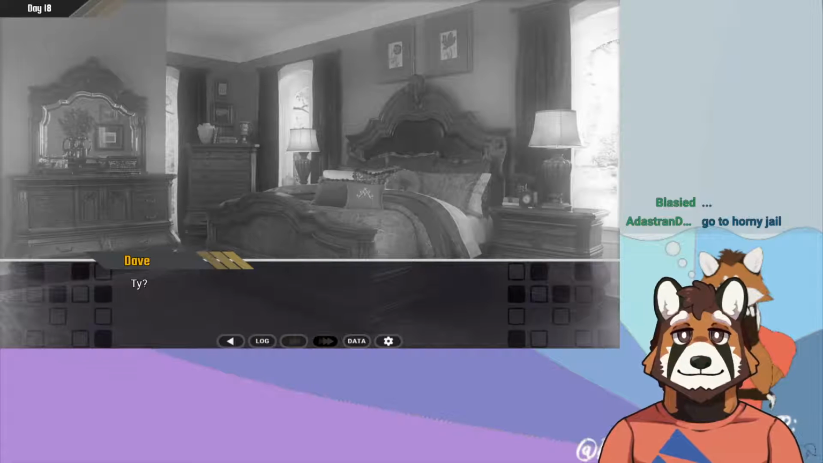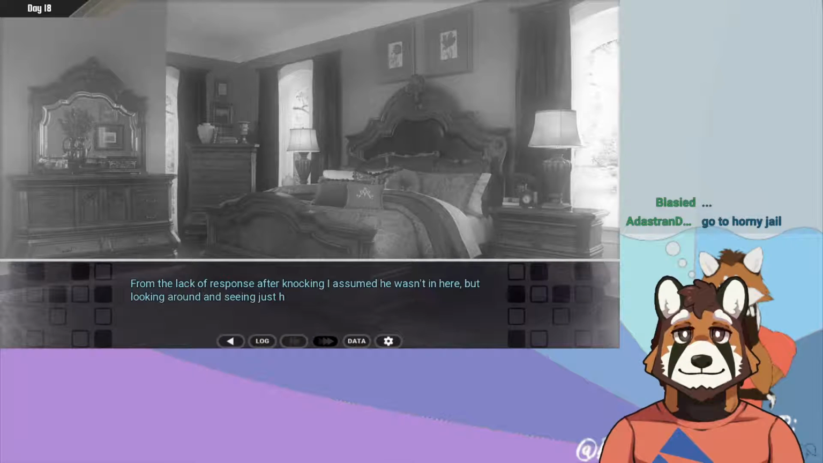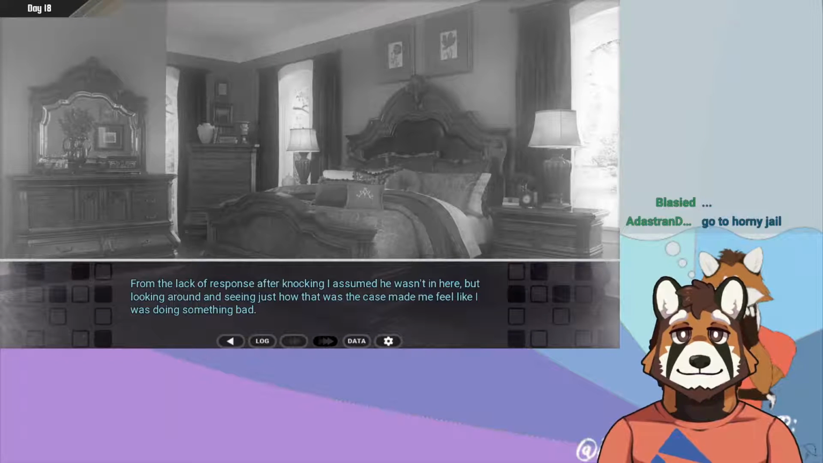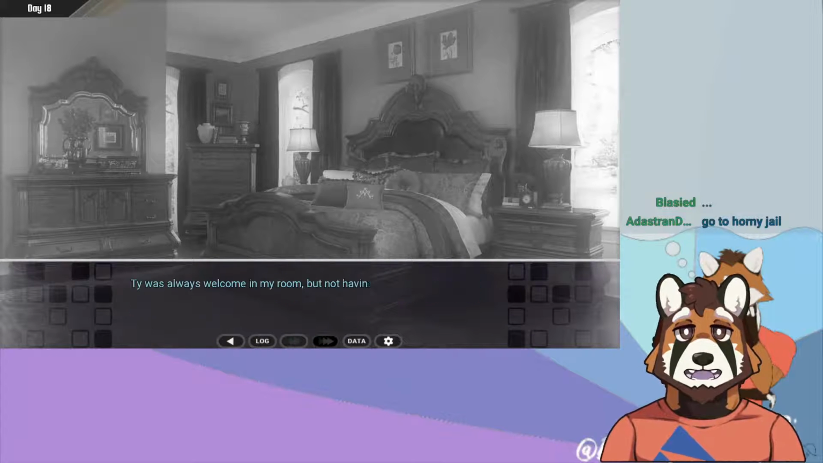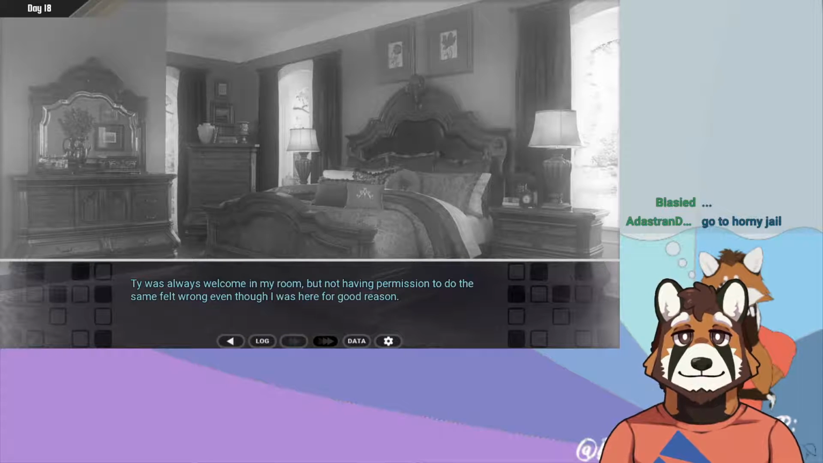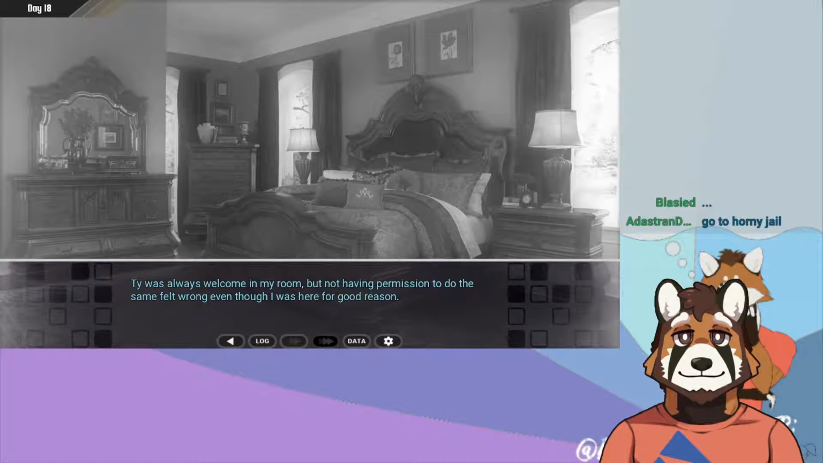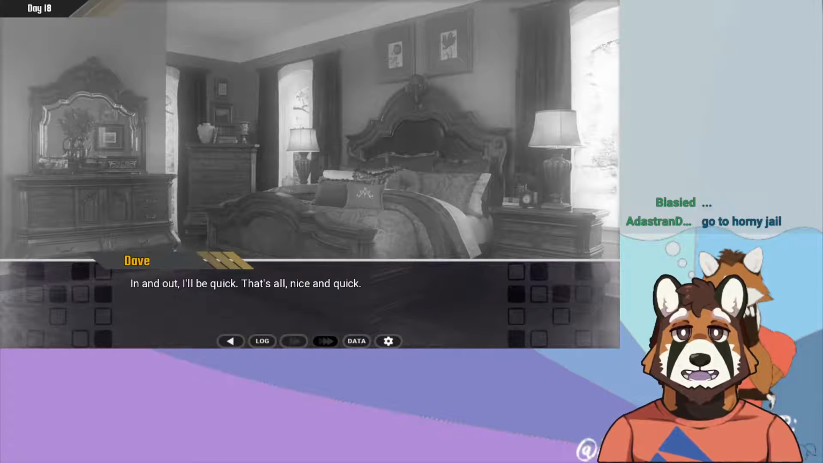From the lack of response after knocking, I assumed he wasn't in here. But looking around and seeing just how that was the case made me feel like I was doing something bad. Ty was always welcome in my room, but not having permission to do the same felt wrong, even though I was here for good reason. Okay, in and out. I'll be quick.